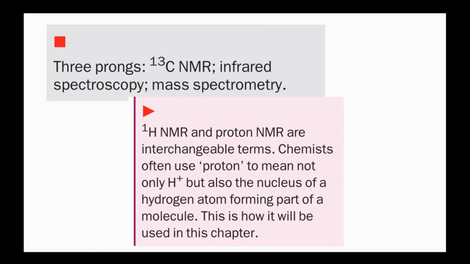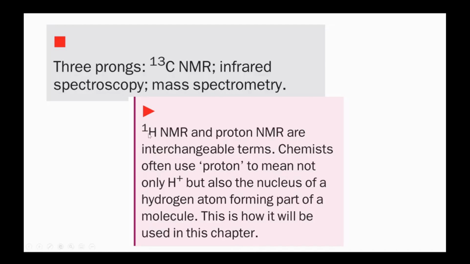Okay, what we usually need for characterization of any molecule is these three prongs. One is carbon 13 NMR spectroscopy, infrared spectroscopy, and mass spectrometry. And along with that, we would require Proton NMR spectroscopy to confirm the structure of any given molecule. So Proton NMR and H NMR are interchangeable terms.